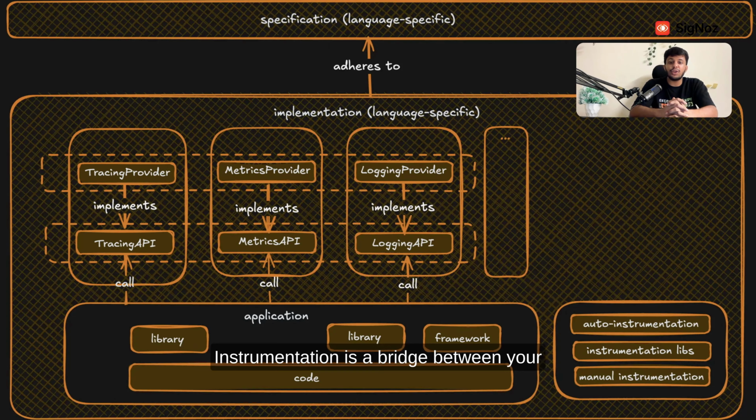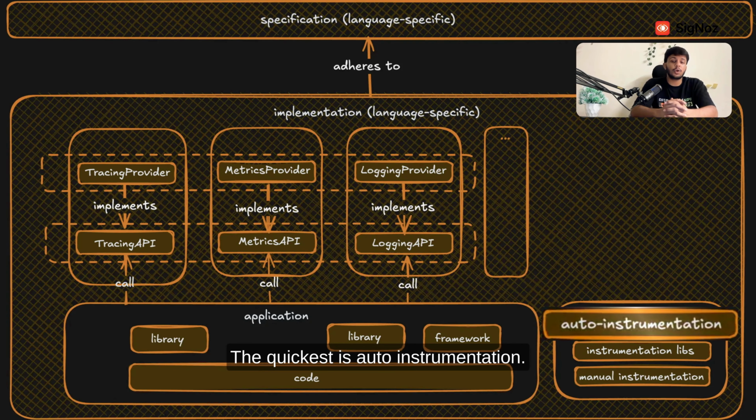Instrumentation is the bridge between your running application and the observability world. It's what gets your app talking and emitting traces, metrics, and logs. And OpenTelemetry gives you three ways to do it. The quickest is auto instrumentation. You attach an agent and it automatically starts capturing telemetry from HTTP requests, database calls, and framework operations, without you writing any code at all.